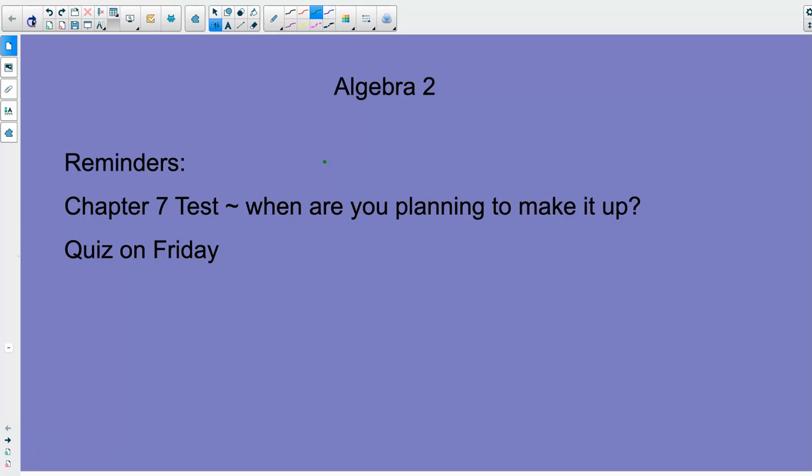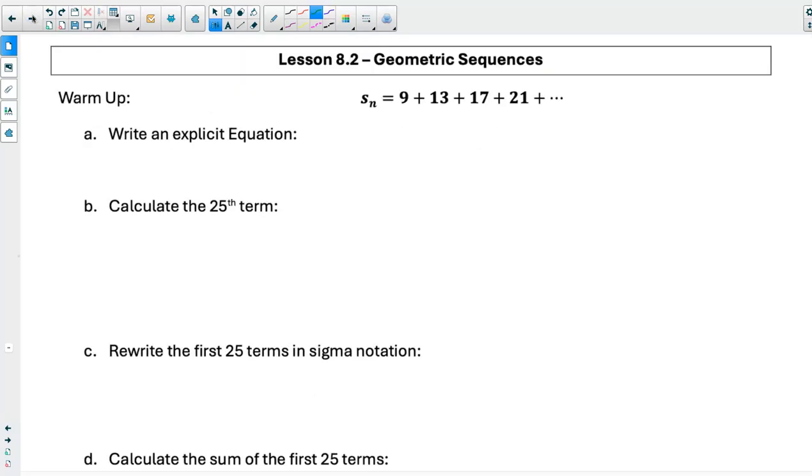So here we go. First thing I want you to do is, for 8-2, the warm-up problem, which is write an explicit formula, calculate the 25th term, which is just using that explicit formula. Then I want you to write it in sigma notation. The first 25 terms is a hint about how to write that in sigma notation. And then you're going to calculate the sum of the first 25 terms. Realize for letter D, letter B is very helpful. So try that out. I'm going to give you about 4 minutes. We're going to see where you end up.